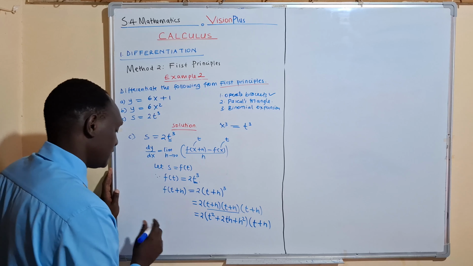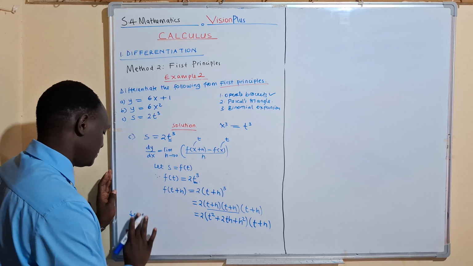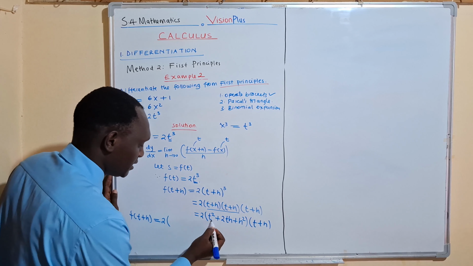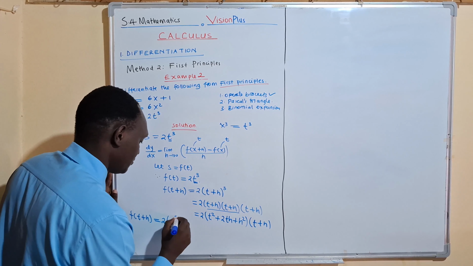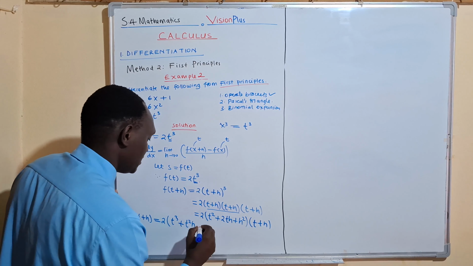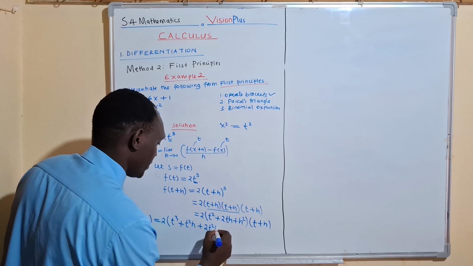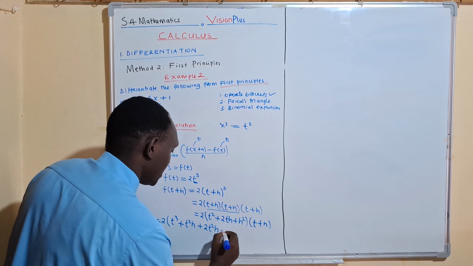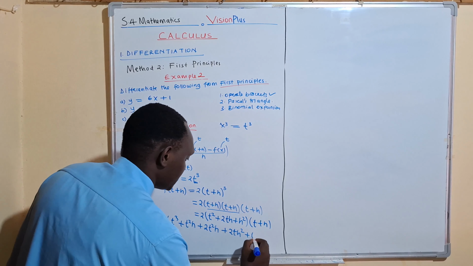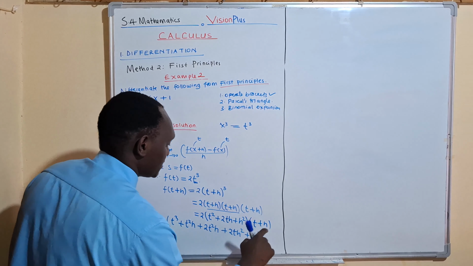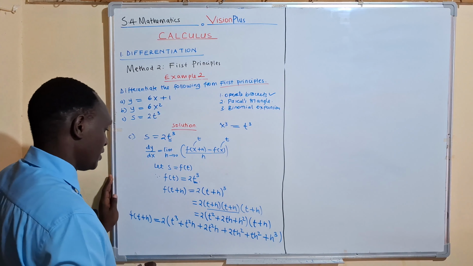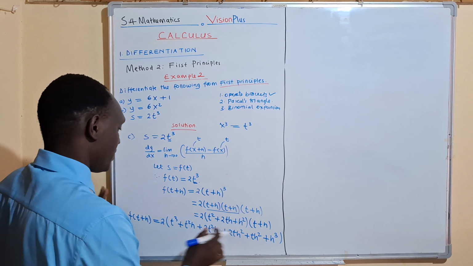Now we need to multiply this by that. So let me extend my equal sign here. My f of t plus h equals, keeping the 2 outside: t squared times t, I will have t cubed; t squared times h, I will have t squared h; 2th times t, I will have plus 2t squared h; 2th times h, I will have plus 2t h squared; h squared times t, I will have t h squared; h squared times h, I will have h cubed. Close the brackets.